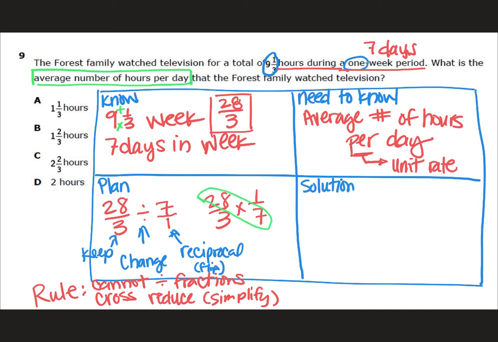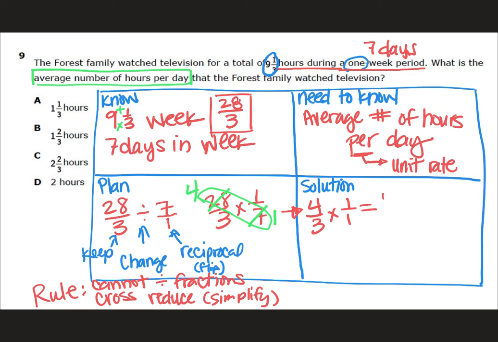How do I know that? Because I know 7 can go into 7 one time, and 7 can go into 28 4 times. So 7 can go into there 1, 7 can go into there 4. I just now reduced that. So what this looks like now, when I rewrite it over here, is 4 over 3 times 1 over 1. That's a lot easier than 28 times 1 and 3 times 7. So this is going to equal that. That's where we cross reduce or cross simplify.